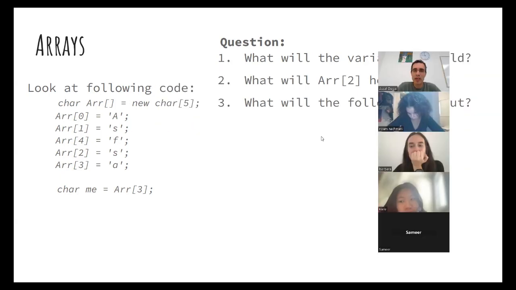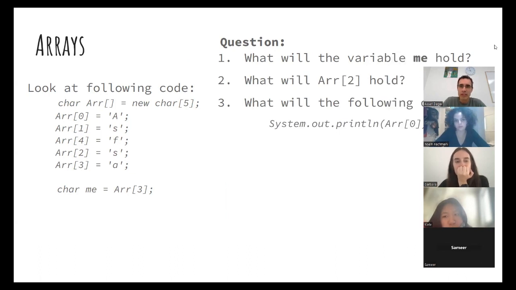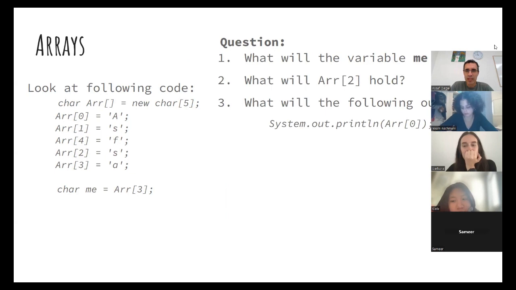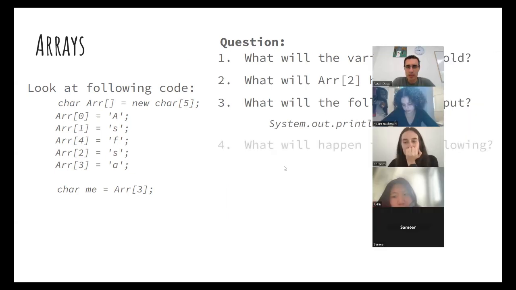Okay, what will the following output? System.out.print(arr[0]). A. Capital A. Capital A. Very good. Yeah, lower.